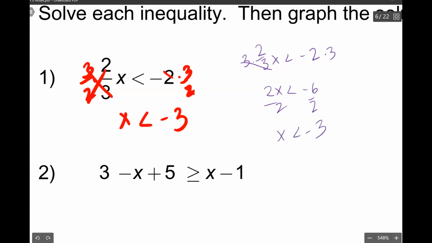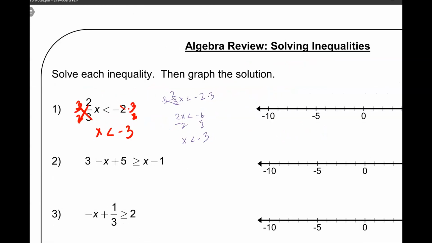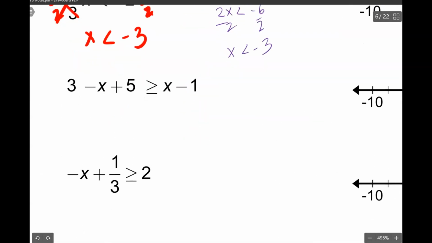Now, the reason we did not switch the direction of the inequality is because we are multiplying and dividing by positive numbers. Alright, so I have negative 3, open circle, and the arrow goes to the left.